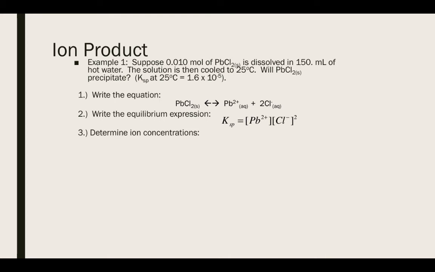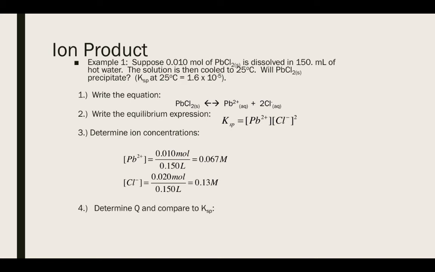Now we need to determine ion concentrations. Since we dissolved 0.01 moles in 0.15 liters, we can calculate concentrations for each. Notice that 0.01 moles of PbCl2 yields 0.02 moles of chloride, since there's 2 moles of chloride for every 1 mole of PbCl2. This gives us our current concentrations. The question is whether or not these will be equilibrium concentrations once we've cooled the system down. So, let's determine Q. We do this by plugging our current concentrations into our K expression and solving.